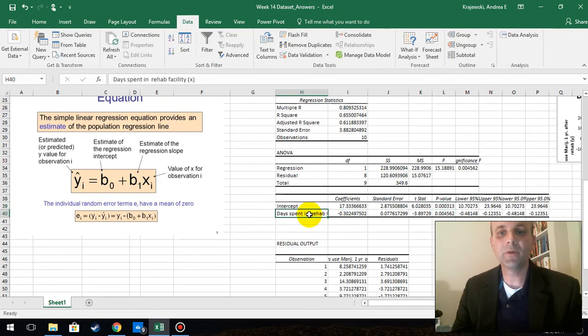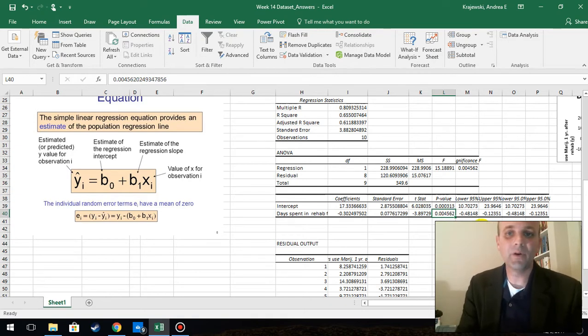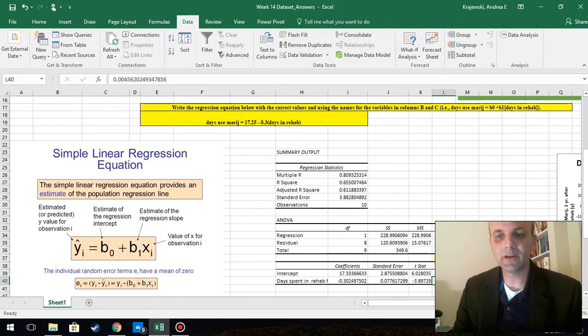But even more interesting, perhaps, is the coefficient for days spent in rehab. For every day spent in rehab, we know that marijuana use decreases by 0.3. This value is significant because our T statistic falls outside the critical region, and the value occurs more than 95 times out of 100. In fact, it's more than 99 times out of 100 because it's less than 0.01. That's an interesting value as well, and that's superficially how you would want to interpret it.